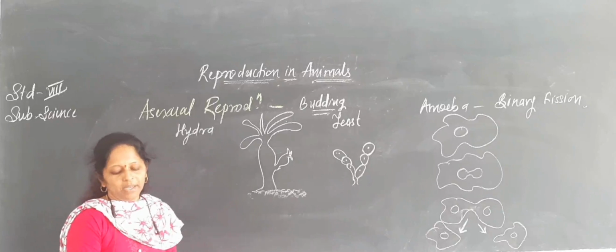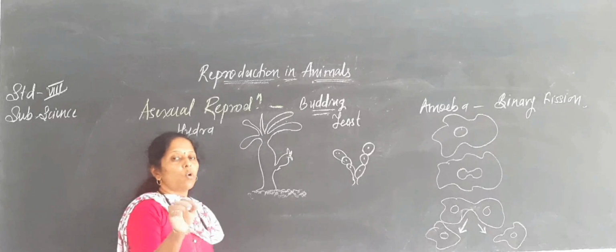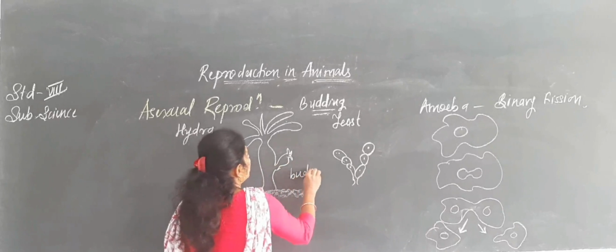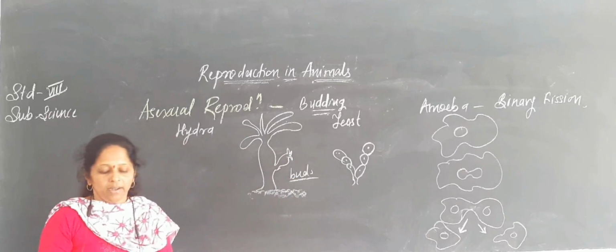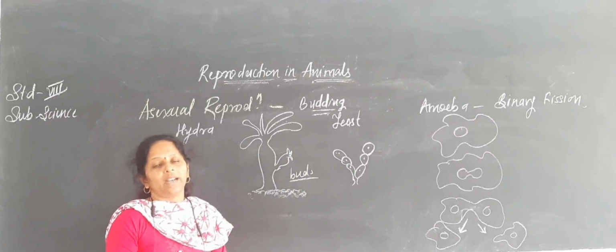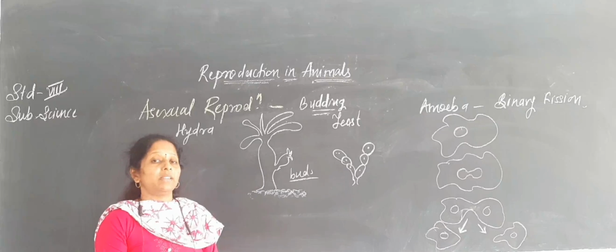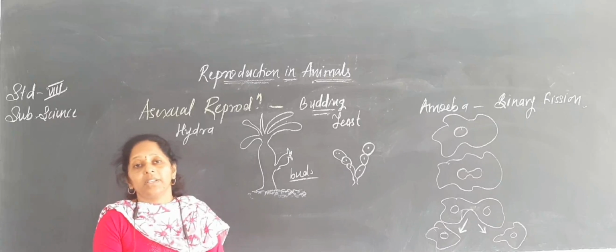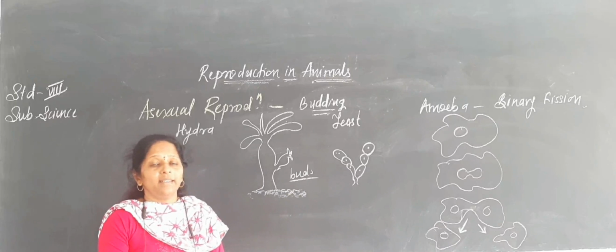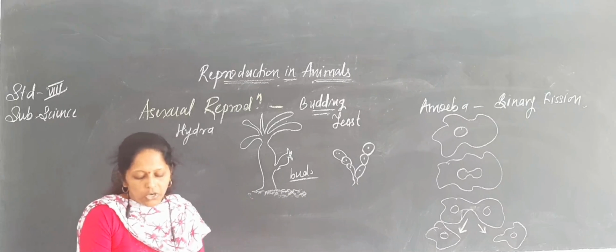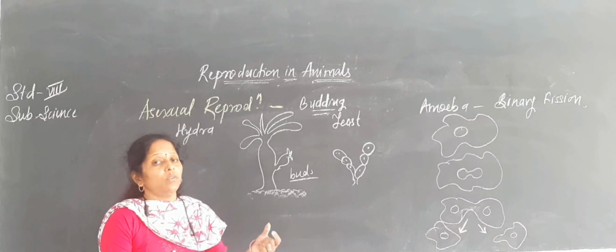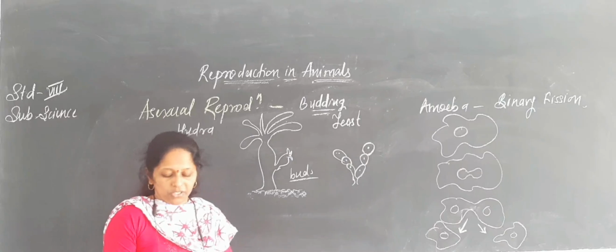These buds develop into new individuals. These buds will form a new individual. Recall the presence of buds in yeast. In yeast also, you learned in the class about asexual reproduction, and there also buds come out. In yeast, the buds come out and there is the formation of an individual.